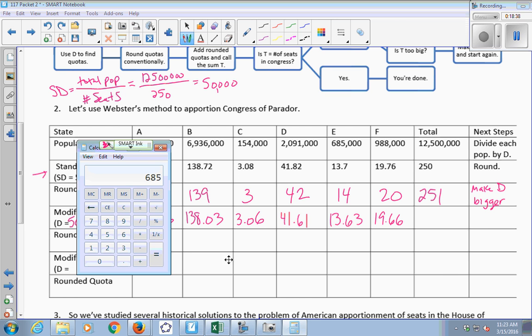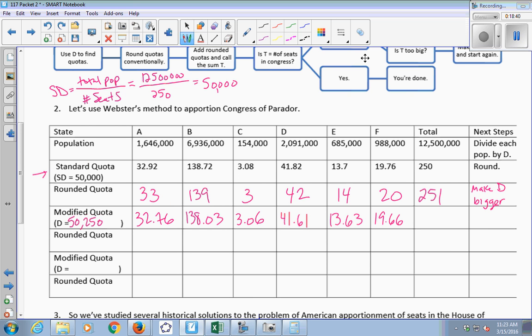And okay, great. All right, so now I round these all according to standard rounding rules. So I'm going to go 33, 138, 3, 42, 14, 20. And what does that come out to? Add them up. 250. Yay. Okay, so this is my final answer here.